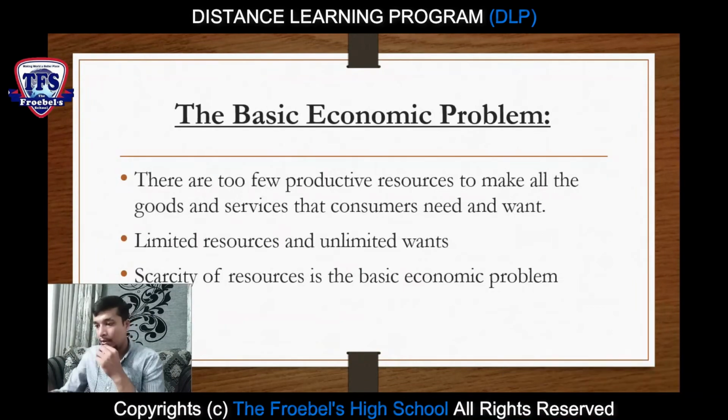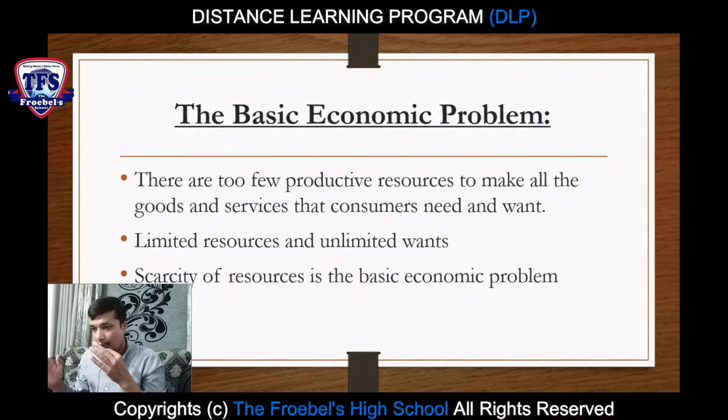The next question that comes to my mind is, what is the basic economic problem? What is the need of economics? My answer is, there are few productive resources to make all the goods and services that consumers need and want. The productive resources are less in quantity, they are limited, they are scarce, but our desires, our wants, our needs are unlimited.